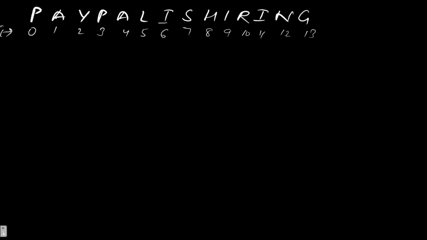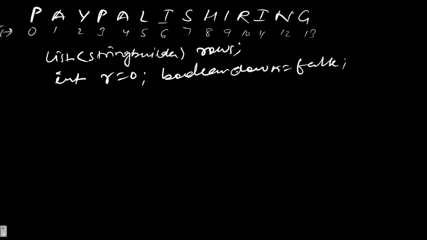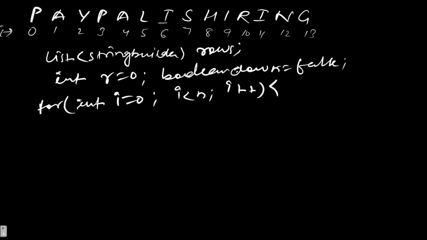For storing all the rows, we will create a list of rows. Better, we can create a list of string builders. It will be something like rows, and then we will create a counter for counting the rows. It can be r equal to 0 at starting, and we can create a boolean value to check whether we are moving forward or backward. It will be something like down equal to false at the start. Okay, and we will start traversing from int i equal to 0 to i less than n, going up to the last index.